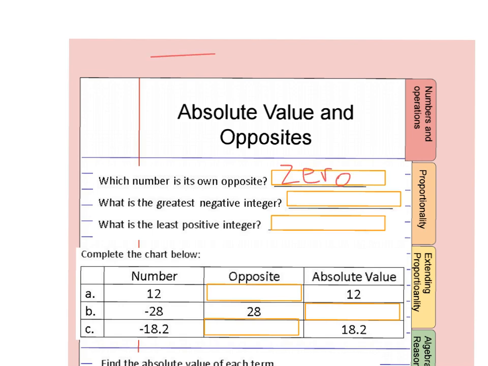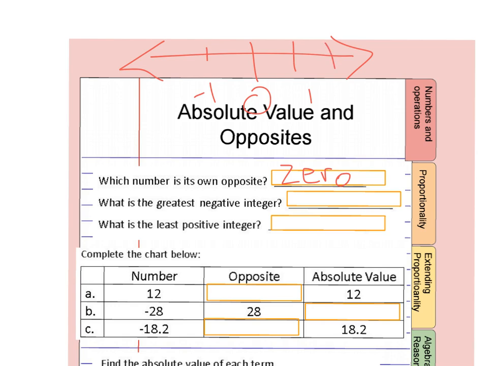Because 0, if we look at a number line, 0 is right here in the middle. We have 1 and -1. 0 is right there in the middle, and 0 is special because it's not positive, it's not negative, so it is its own opposite. Okay?